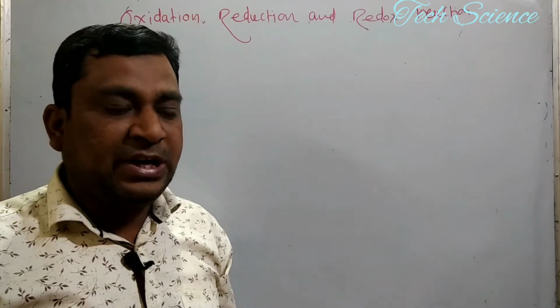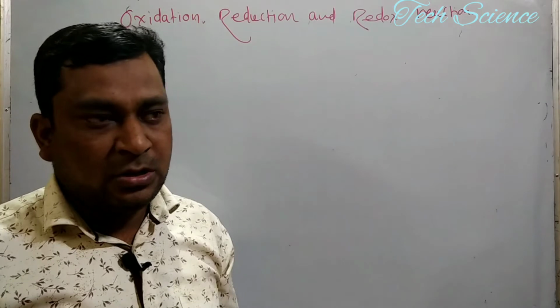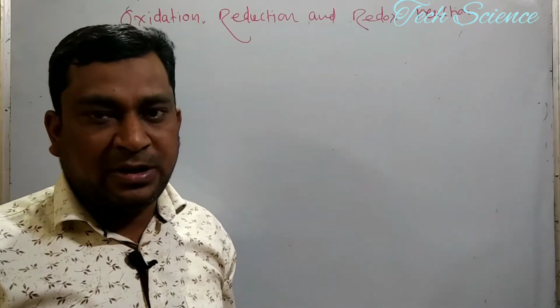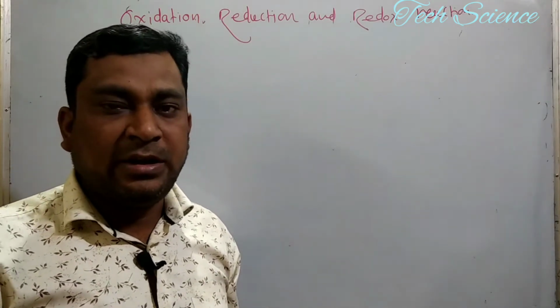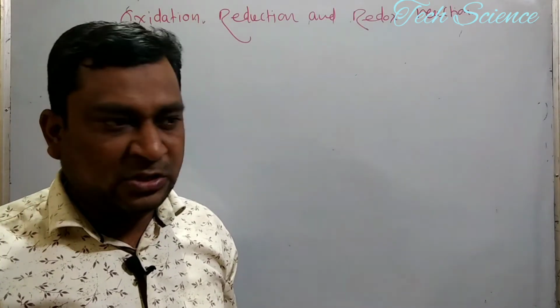As we discussed in that topic, we have what is a reactant and what are the products. Those elements which take part in a chemical reaction are called the reactants, and after the chemical reaction a new substance has been formed, it is called the product.